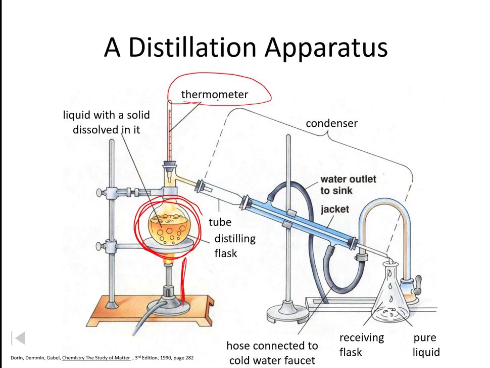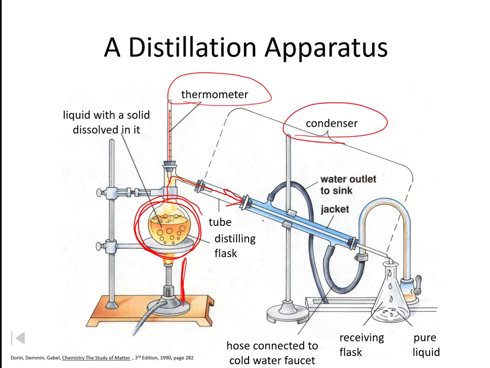Because the alcohol will boil off at about 80 degrees Celsius. We'll watch our thermometer. If that temperature starts to climb closer to 100, now we know we're getting water, and we don't want that. So as that vapor comes up, it'll come down this tube into our condenser.